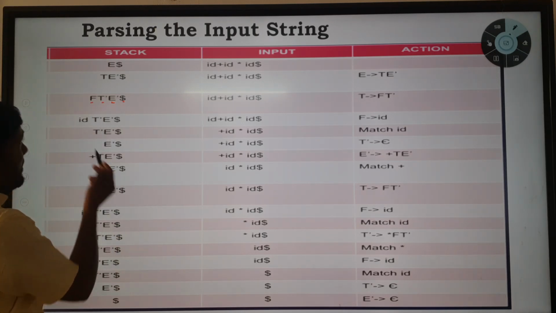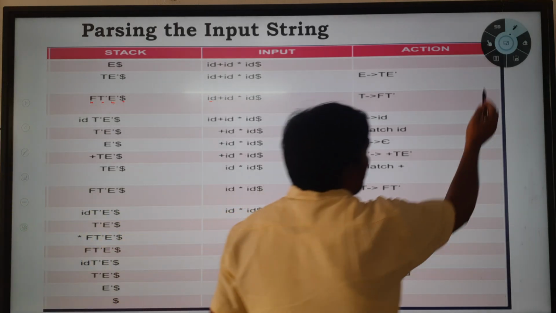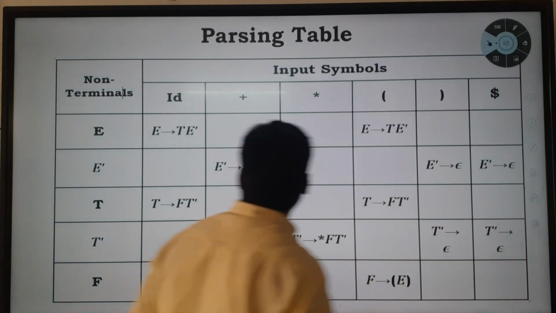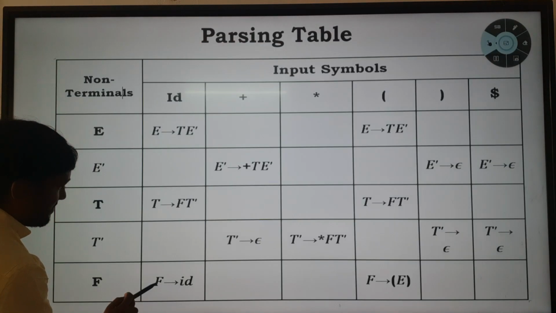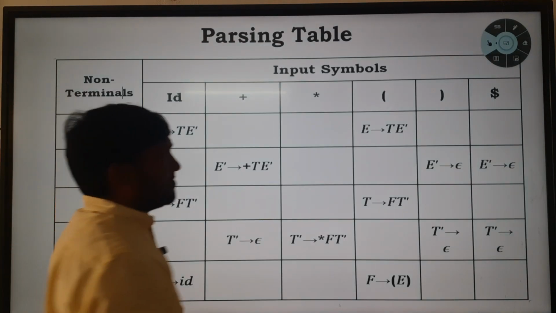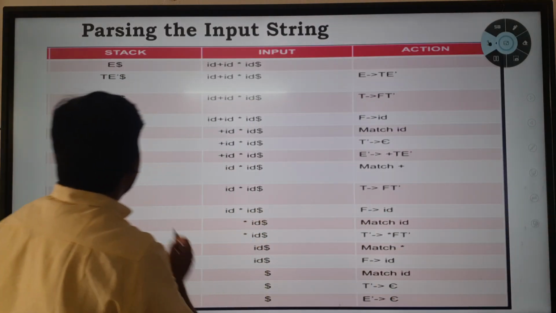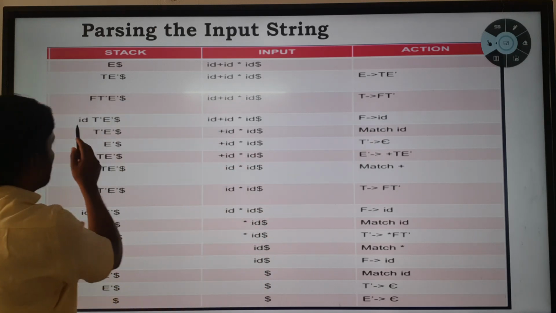Now compare with F comma id. What is the F comma id in the table? F comma id, that is there is F derives id. That means we have to substitute the value, that is called id. FT dash means id. Now we have to substitute the id.